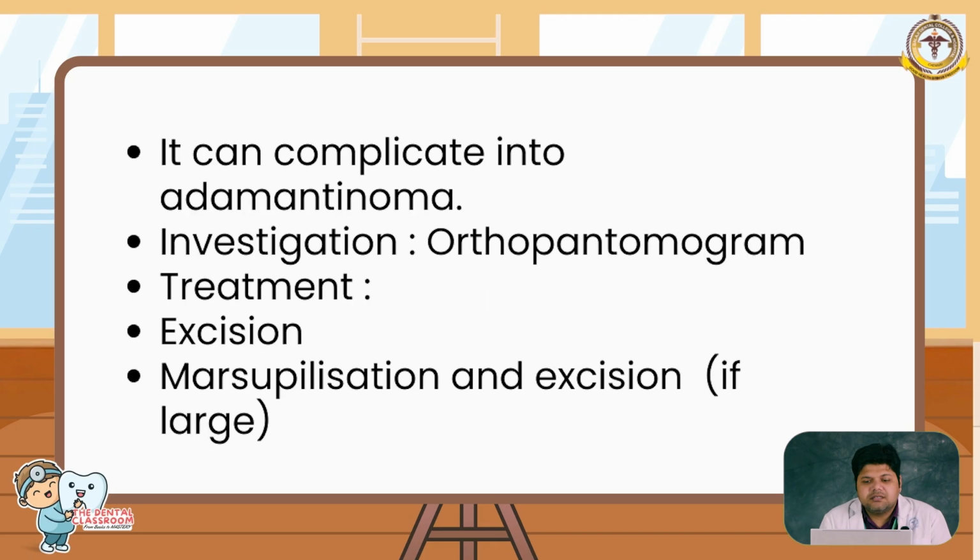Clinical feature: painless swelling in the jaw which is smooth and hard. Differential diagnosis can be adamantinoma, dental cyst, osteoclastoma, and as a complication it can turn into adamantinoma. For investigation, we do an orthopantomogram, and the tooth within the cyst can be seen, and it will be well defined. Treatment: if it is small, then excision of the cyst is done, and if it is large, then initial marsupialization can be done and later excision. The unerupted tooth should be extracted.